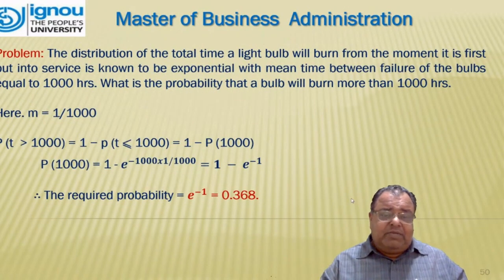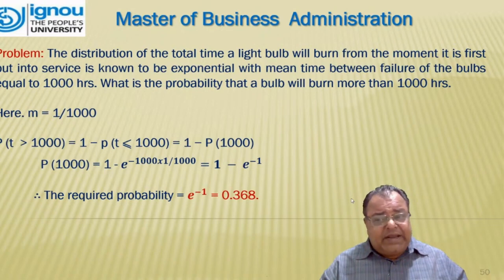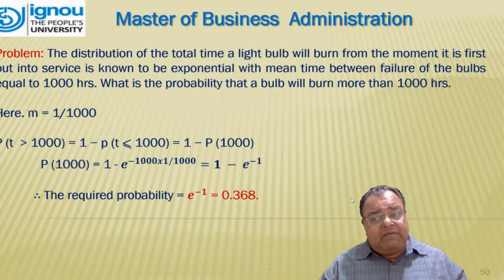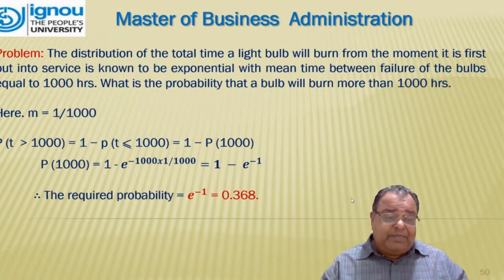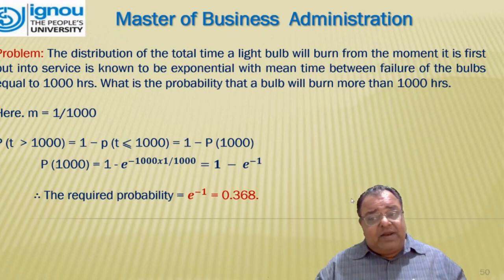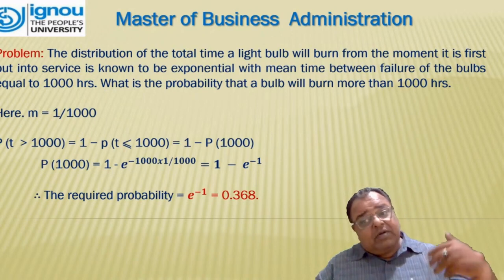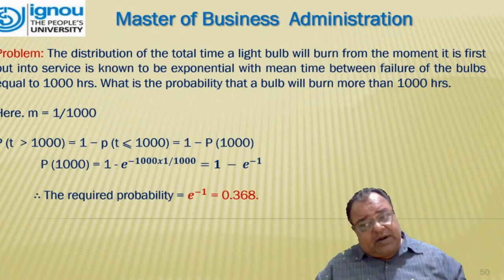Next problem: the distribution of the total time a light bulb will burn from the moment it is first put into service is known to be exponential, with mean time between failure of the bulbs equal to 1000 hours. What is the probability that the bulb will burn more than 1000 hours? Here, your m is equal to 1 by 1000.